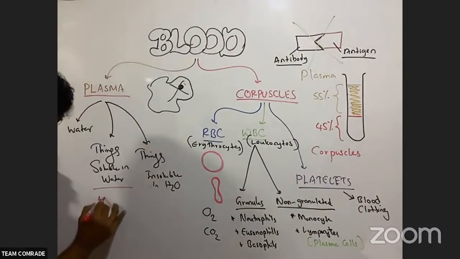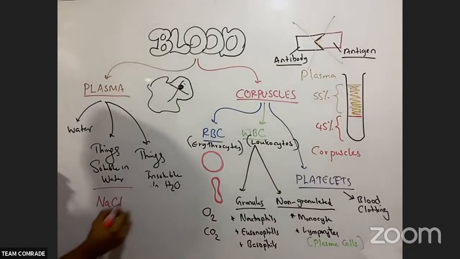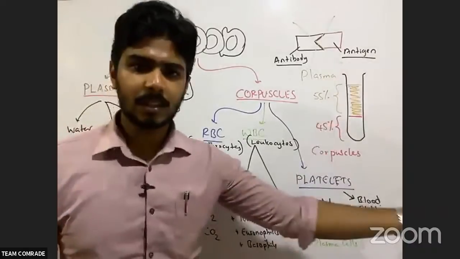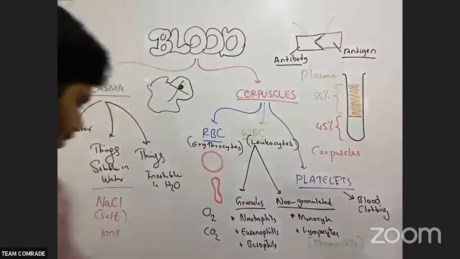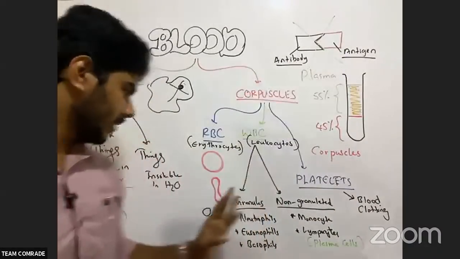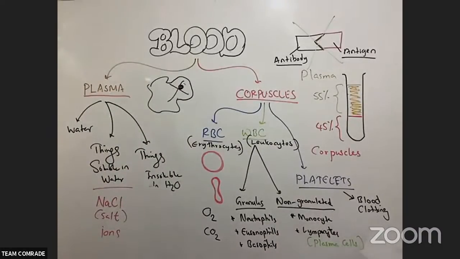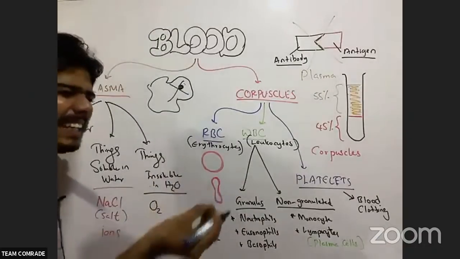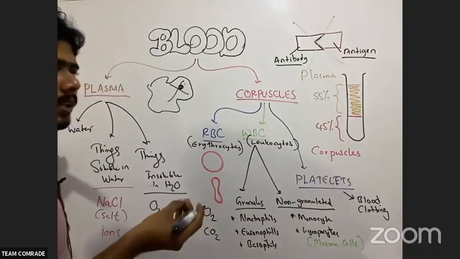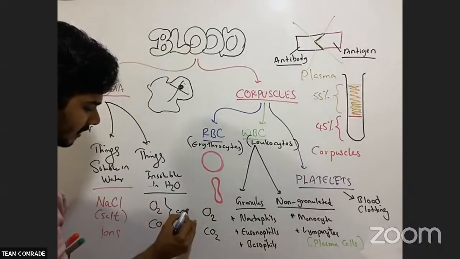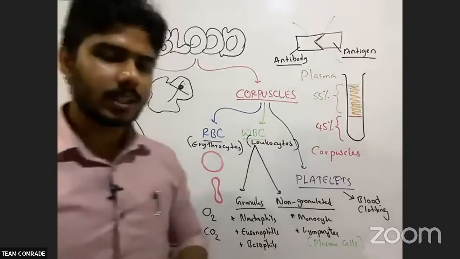Salt. Sodium chloride, the salt we eat. Some ions are there: calcium, sodium, right? We studied that in the chemistry part. So sodium, potassium, calcium, chlorine and a lot of ions are there, and they are soluble in water. But there are some things which are not so soluble in water as well. The gases are only slightly soluble. Oxygen gas is slightly soluble in water, and carbon dioxide gas is slightly soluble in water. So commonly we say gases are insoluble in water, which means slightly soluble.